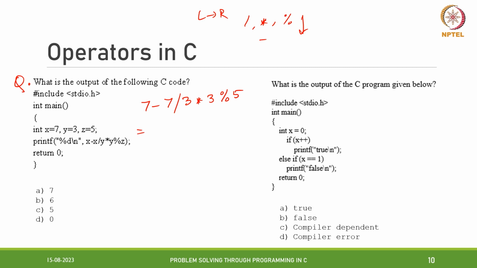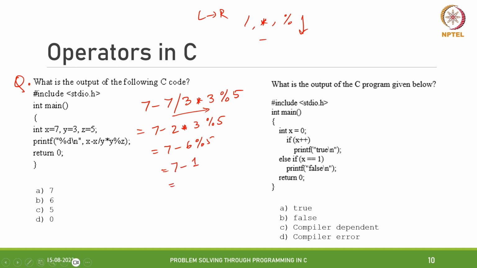So first, when you go left to right, first this operation will take place, right? So 7 minus 7 by 3. If you go to my previous session, you will see that when I am trying to divide integers, the answer will be an integer. So this will give me 2 multiplied by 3 modulo 5. Now the next operation will be 2 into 3, which will be 6. Now the next operation will be 6 modulo 5, which will be 1.